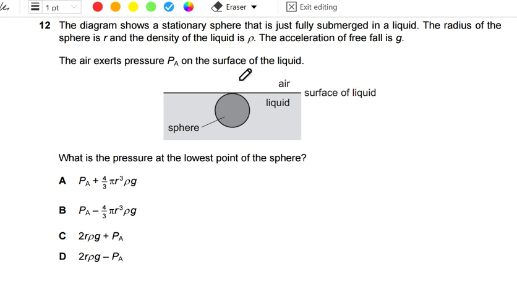Pressure will be due to air, which is P atmosphere, and will be due to water. And the pressure of water is rho g h, and the h here is R and R. So it is C.